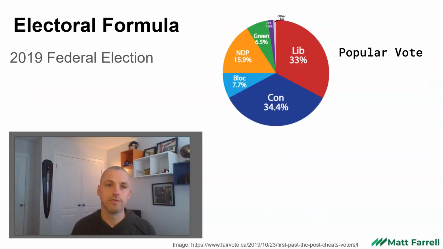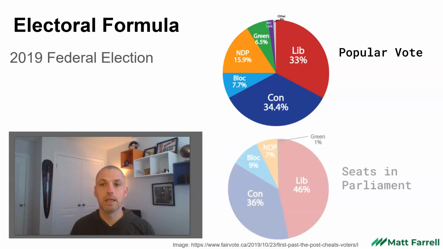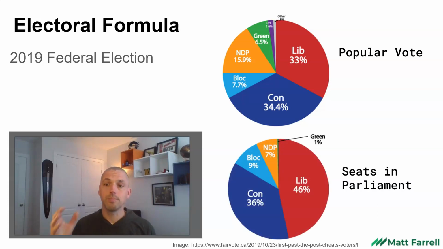So how does this look visually? Well, if we look at the 2019 federal election, the popular vote broke down like this. The Conservative Party won the popular vote with 34%, Liberals 33%, strong showing by the NDP at 15%, then the Bloc and the Greens, which were both pretty close, around 7%. But that's not what Parliament looks like. Parliament looked like, after this election, a Liberal minority government. They got 46% of the seats, even though they only had 33% of the vote. So they got a tremendous boost from that disconnect between the popular vote and the actual seats in Parliament.